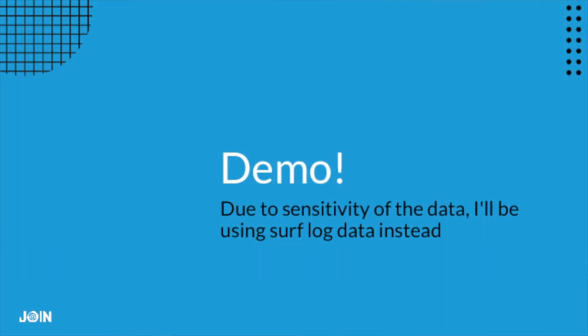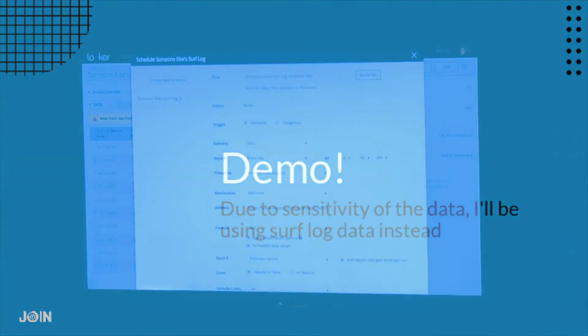Again, due to the sensitivity of the data, this is customer data, so I'm going to be using the surf log data instead. So from this same look that I just fired off the data action from, I can go to Schedule, put in my URL here, change this to webhook, and of course, we're going to have to send a quick test just to make sure that we can actually work with the information.